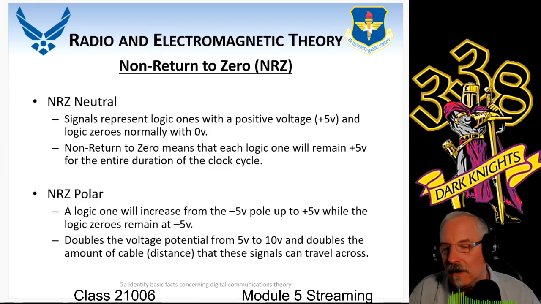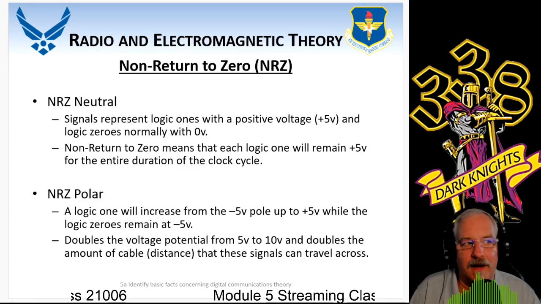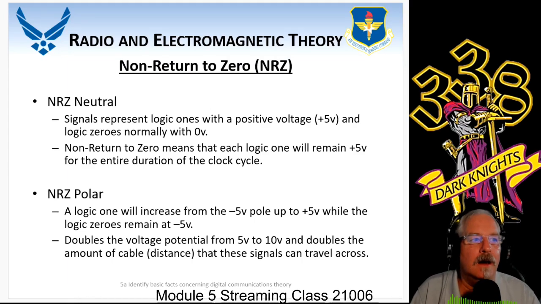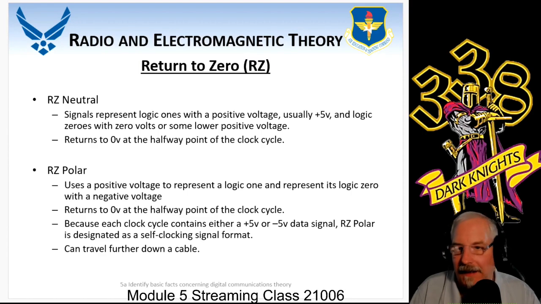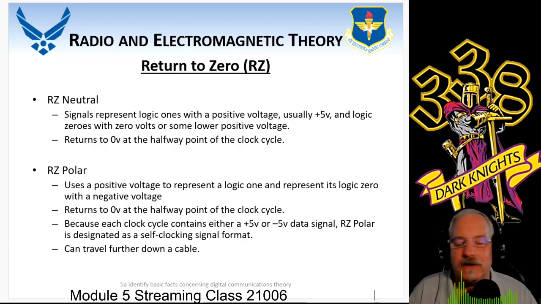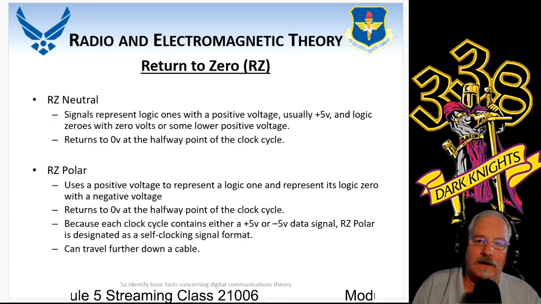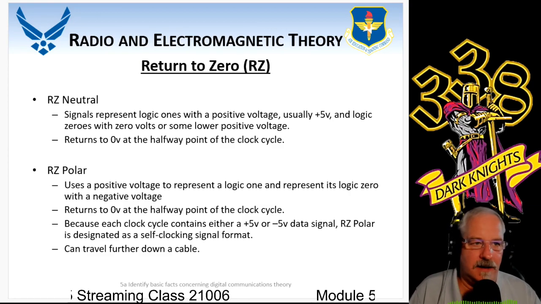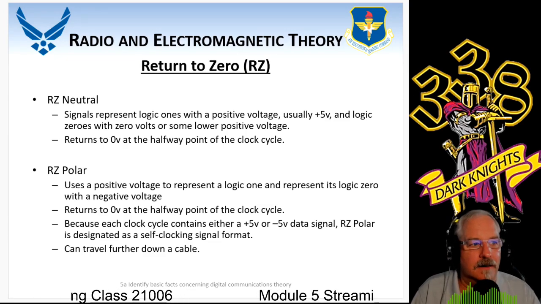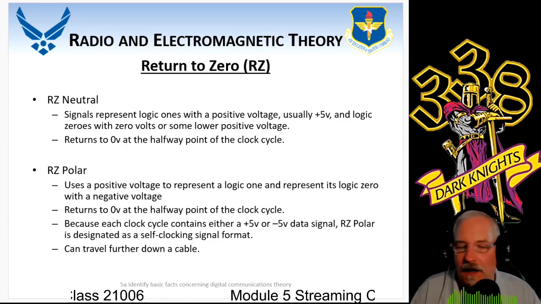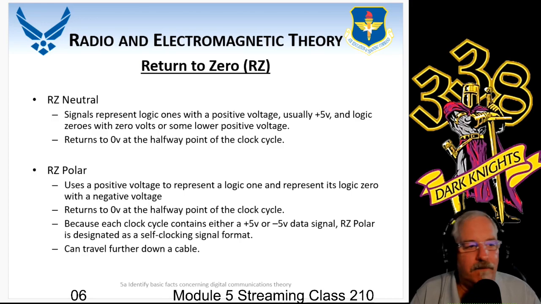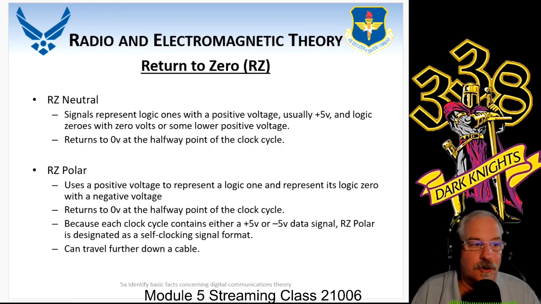The reason you can use longer cables is because of the difference between 5 volts on neutral versus 10 volts on polar. So it can go farther than neutral. Again, it is not self-clocking. Now, RZ neutral, this one, again, appears to be the same as the NRZ. The difference is halfway through the clock cycle, if it's at a +5, it's going to come back down to 0. Whereas NRZ, the only time it's going to change is when you have another logic coming in that's different than the logic that you were at.